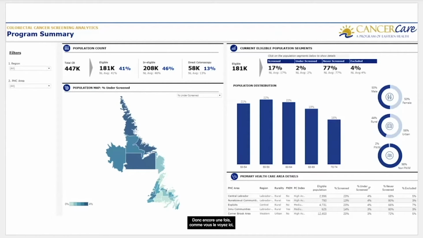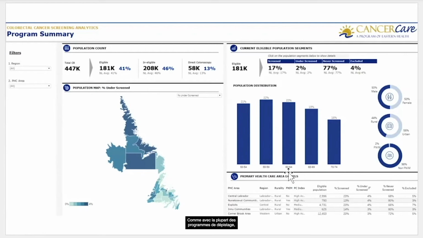Again, as you see here is the front page showing an overall summary of the population in Newfoundland and Labrador. Our client registry consists of about 500,000 people, and of those 500,000, about 180,000 would be eligible for colon screening that we would target every 2 years with fit testing. Of that 181,000, we would have targeted around 20% of that population, and we can get breakdowns into the different 5-year age cohorts to give us an understanding of where we're performing well or not so well.